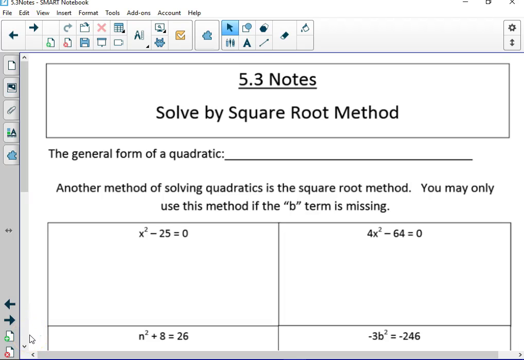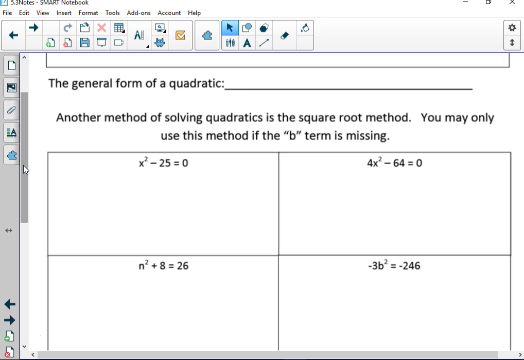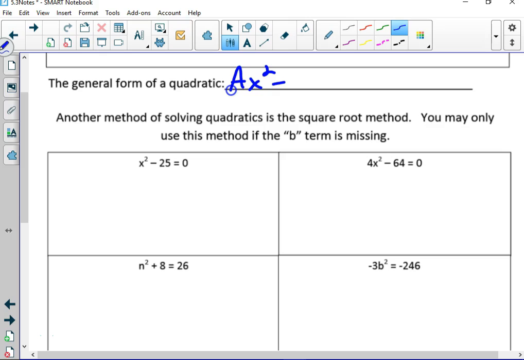Okay, so square root method. General form of the quadratic is ax squared plus bx plus c equals 0. You might also see it being equal to y. Okay, so another method of solving quadratics is the square root method. It's a very basic version of it.